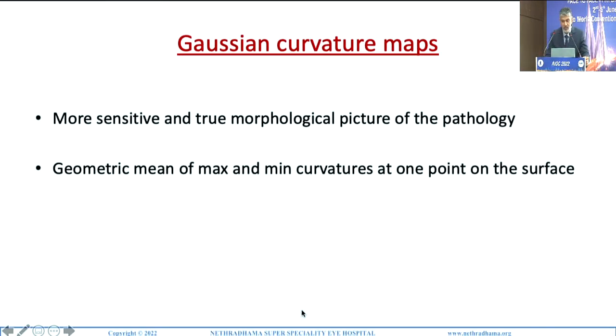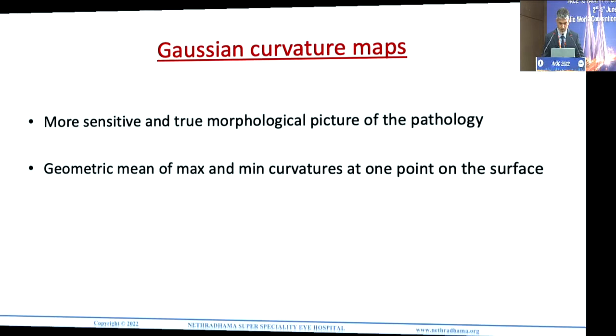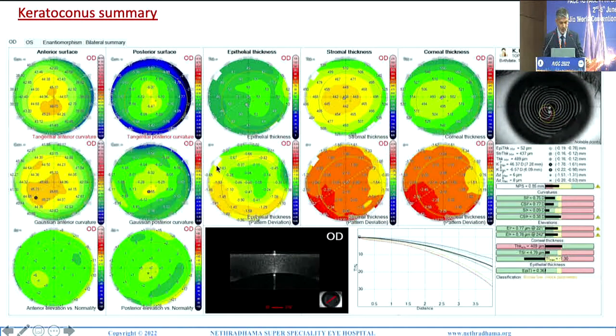It also has something special known as the Gaussian curvature maps, which are more sensitive and truly morphological, giving you a true morphology of the pathology. The geometric mean of the maximum and minimum curvatures at one point on the surface is taken to get this map. And if you look at this keratoconus summary map here, you have the anterior surface, the posterior surface, epithelial thickness, stromal thickness, and corneal thickness. So you can look at all of them.